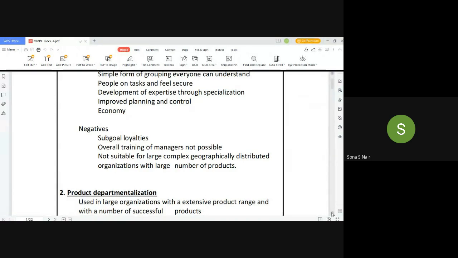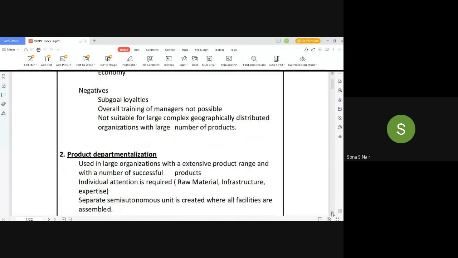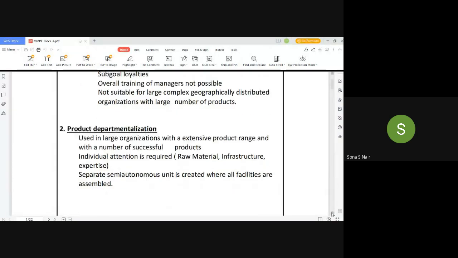For an organization which has a large number of products, like we were discussing about all the big consumer durable companies, all the bigger companies which are into a wide variety of products, product departmentalization is used. It is used when large organizations have an extensive product range and a number of successful products. Why do we do it? Because individual attention is required. Raw material, infrastructure, and expertise for all the products are different. So separate semi-autonomous units are created where all facilities related to that product are assembled.